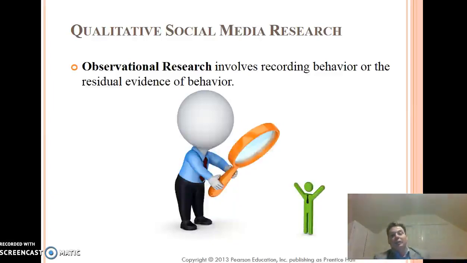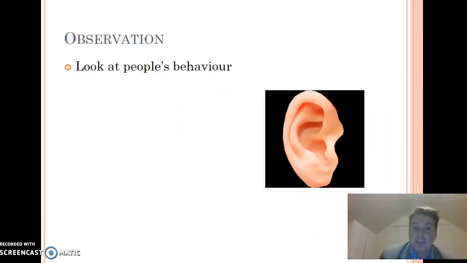One of the main qualitative research methods is observational research. We actually record the behavior or the evidence of behavior. We could try to figure out how many packets of crisps were eaten at a football match by going around afterwards and counting the number of crisp wrappers on the ground. So what we're interested in is people's behavior. We're looking, but we're also listening. It's really important that we remember that a lot of communication is both verbal and non-verbal. So if we're observing, we're noting not just what people are saying, but how they're acting.